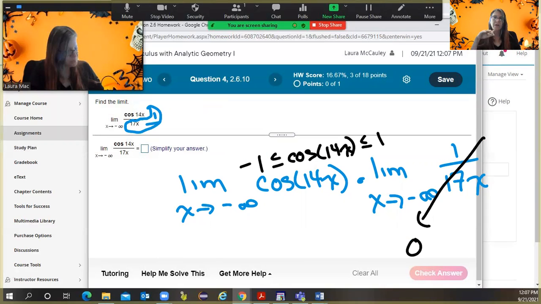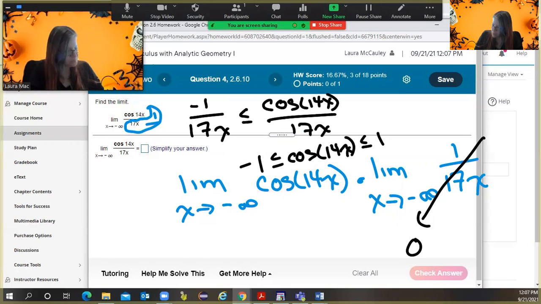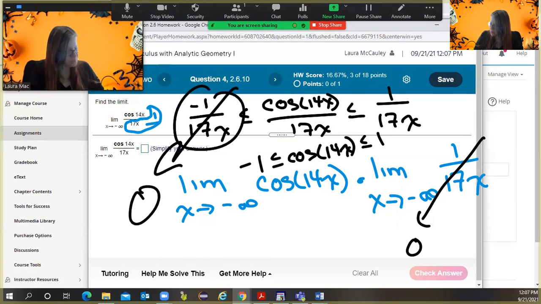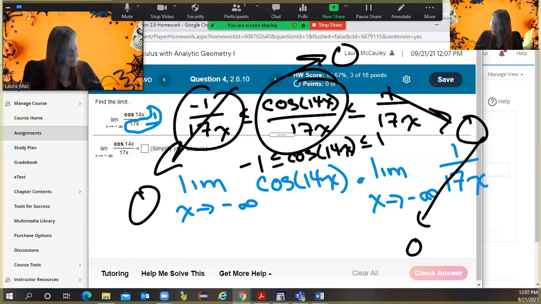So if you think about it, we would know that -1 over 17x is less than or equal to our function, which is less than or equal to 1 over 17x. You see, we know this thing goes to 0. We know this thing goes to 0. So what does that mean about ours? Well, we must also go to 0, right? We're stuck in between these two.